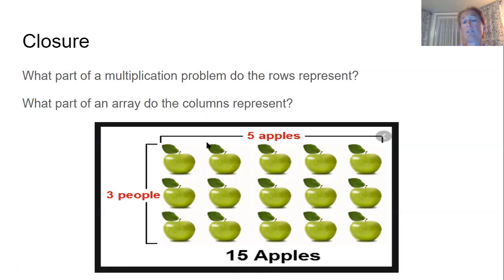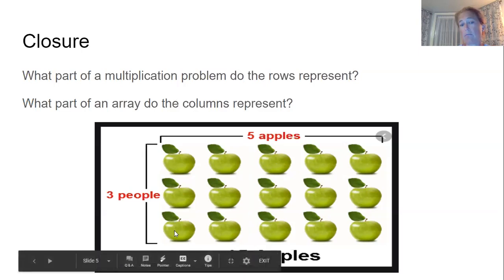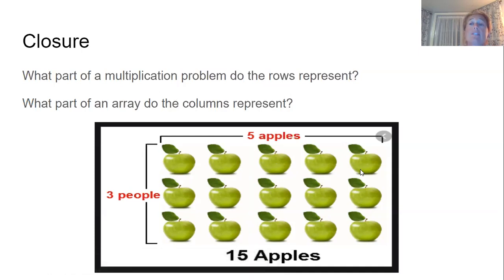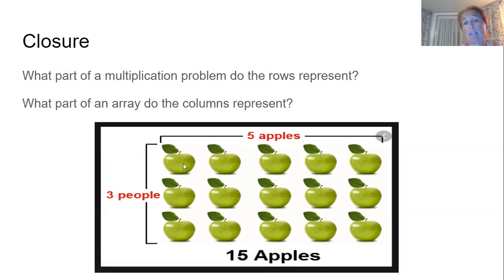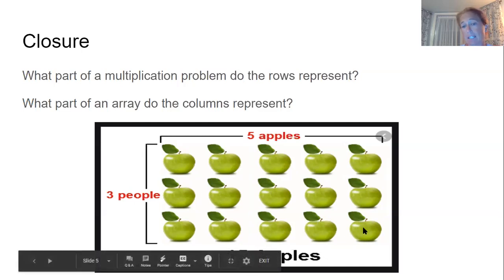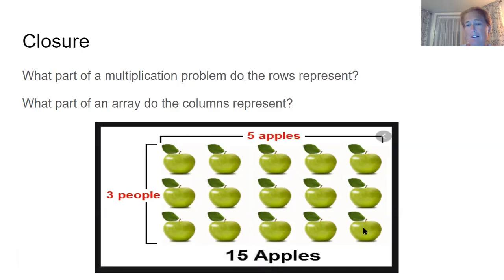So the columns represent the number in each group. The rows represent the number of groups. Once again, rows represent the number of groups. Columns are the number in each group. Okay, and remember, our multiplication problem is always the number of groups times the number in each group. So this one would be 3 times 5 equals 15. And then we can check by saying, okay, how many do I have here? Well, there's 5 here, that's 5. 5 more is 10. 5 more after that is 15. So we were right.